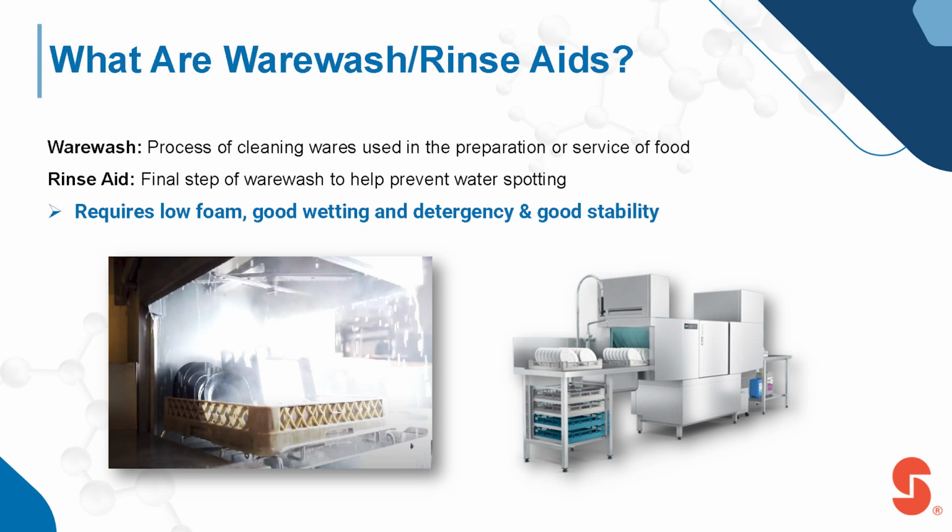And this is our final step of the ware wash process. Ultimately, what we're looking for here is that we want to prevent water spotting. And again, just to hone in on that, what we want from these chemistries is low foaming, good wetting, as well as good stability at these really harsh conditions.